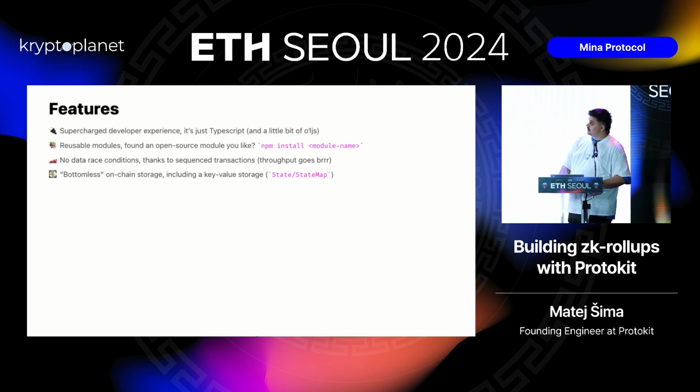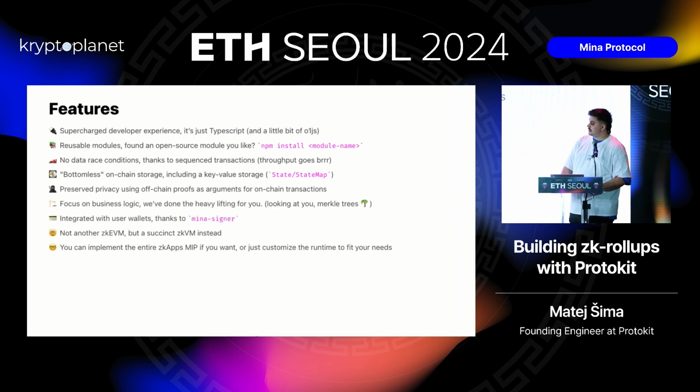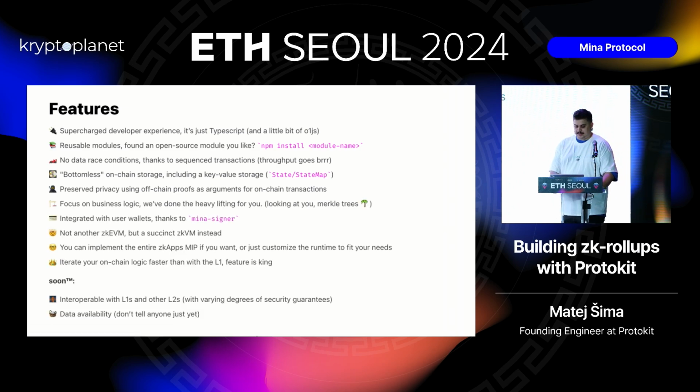We have 2 minutes left, so let me just hurry up through all of these slides. There's a bunch of really interesting features. You have bottomless on-chain storage, not like with the smart contracts. You can focus on the business logic because we wrote all the infrastructure for you, so you can just reuse it. It's integrated very well with the ecosystem wallets, so you don't have to really worry about that. And you can provide a really good user experience as part of your UIs. I've already said it's not another zk-VM, but a custom succinct zk-VM.